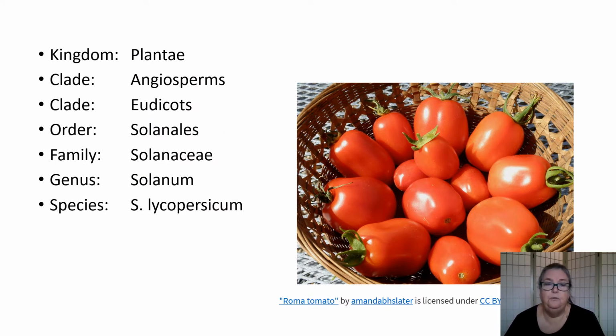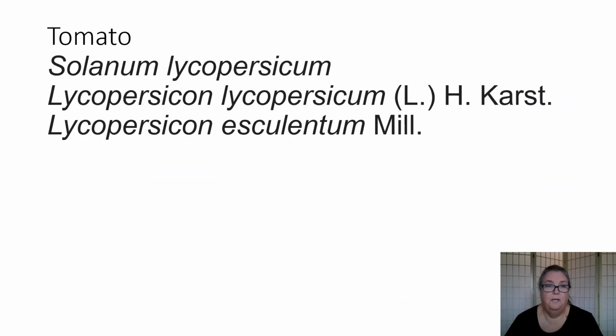right? And you may see this under other names. You may see it under Lycopersicum esculentum. And this is a Roma tomato. This is a particular type of tomato. All right, so there's our genus and species, Solanum lycopersicum. These are different names for the same thing. So currently we are using Solanum lycopersicum. I learned it as Lycopersicum esculentum. Right? Some people are calling it Lycopersicum lycopersicum.